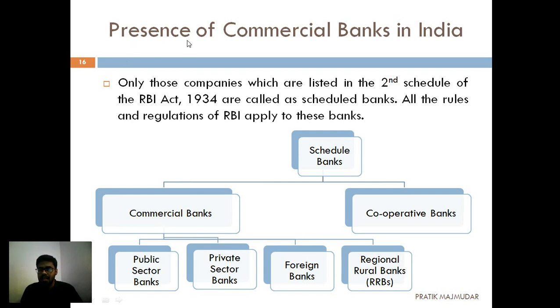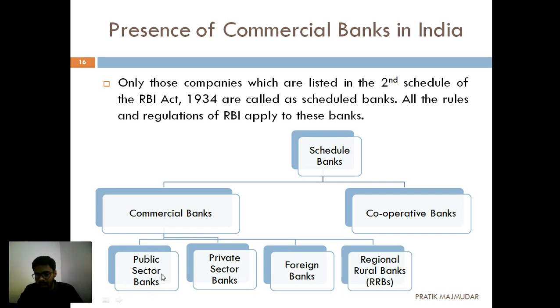Now the second question, that is the presence of commercial banks in India. We are going to see what kind of commercial banks there are. So let's start. Only those banks which are listed in the second schedule of the RBI Act 1934 are called scheduled banks. Commercial banks are a part of scheduled banks, and scheduled banks have two parts: commercial banks and cooperative banks. We have seen the functions of commercial banks. Commercial banks include public sector banks, private sector banks, foreign banks, and regional rural banks.